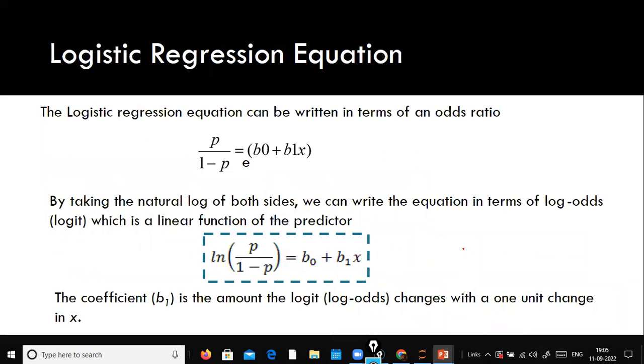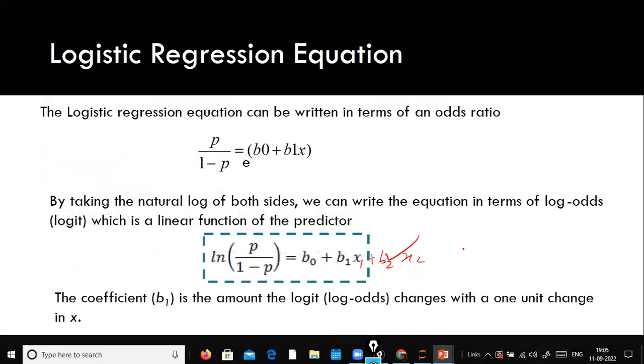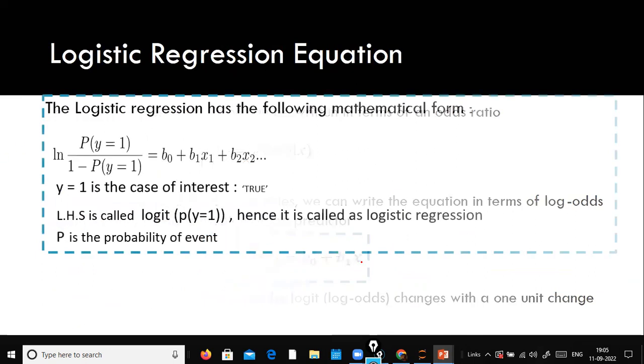This is how they derived this equation. In the interview, they might ask you to derive this equation. Nowadays most of us use advanced algorithms, but there are cases where they'll ask you like this. Instead of writing this equation, natural log of P over 1 minus P, what do we do?